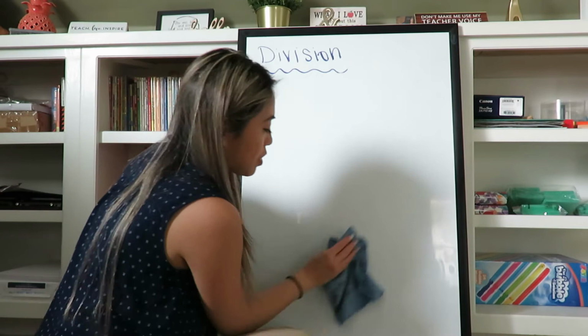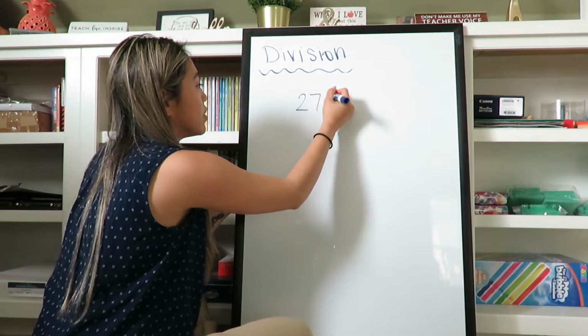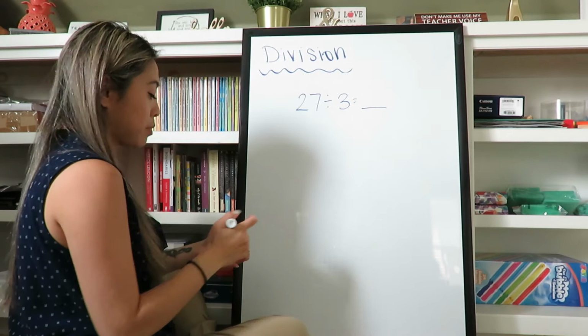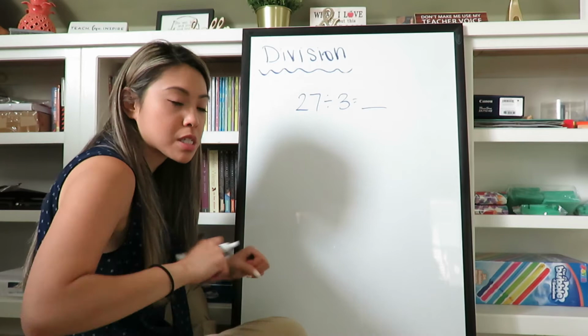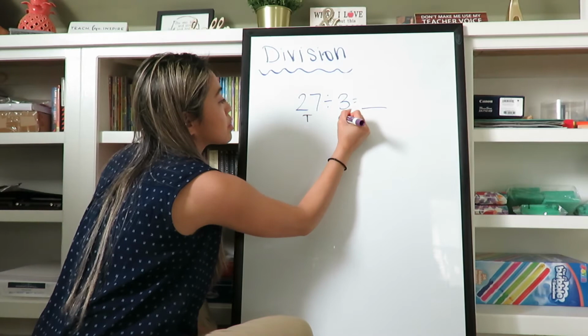Let's do another problem. Let's do 27 divided by 3. The first thing we want to do is label. What does 27 represent? 27 represents our total. That's our total amount. 27 what? 27 dogs, 27 papers. Next, we have our groups. G is for groups, and we're looking for in each.